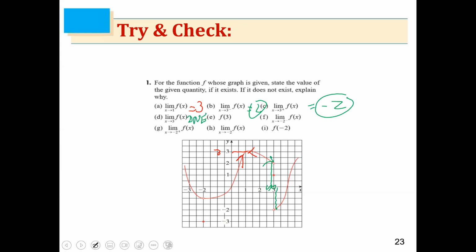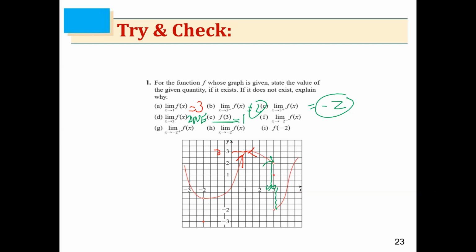F of 3, from the graph, I see that f of 3 is equal to 1. So the situation here is that f of 3 is defined, equal to 1. The limit to the right is not equal to the limit to the left. So the limit does not exist, although the function is defined at the point 3.